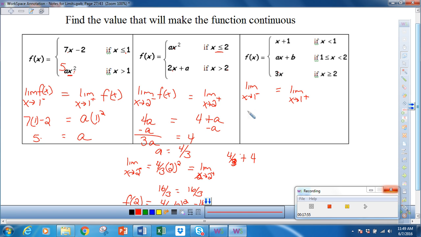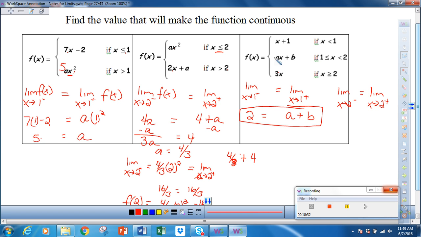So substituting in, I get 1 plus 1, which is 2, and I want that to equal a plus b. Okay, so I cannot solve for a or b here because I have 2 unknowns and 1 equation. Well, let's see if we can't get another equation. So to get the other equation, I'm going to take the limit as x approaches 2 from the left, and I'm going to set that equal to the limit as x approaches 2 from the right.